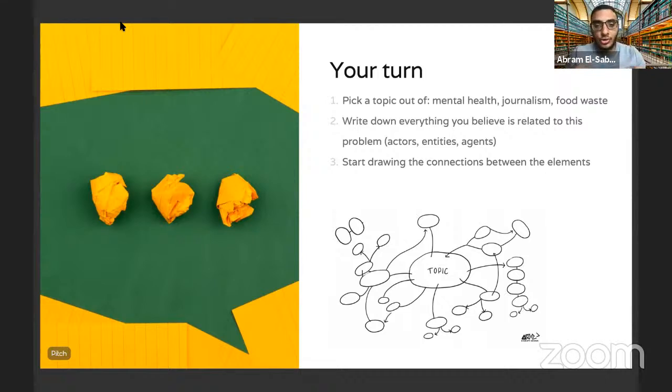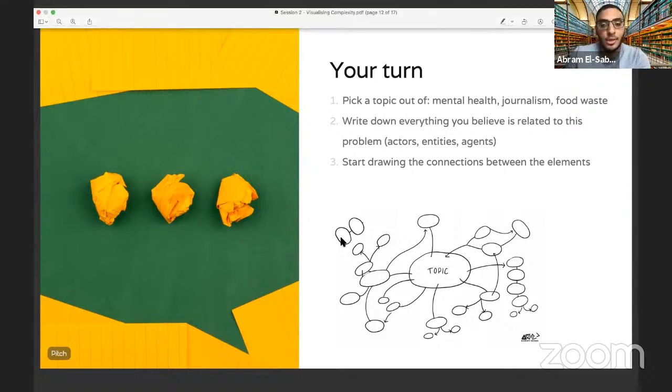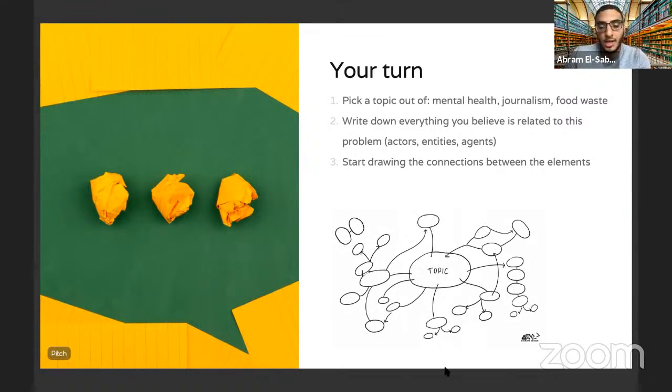And then there's small circles around it, which is everything you think is related. And then once you've exhausted that, and it might take you 10 or 15 minutes, start drawing connections between the different elements that you've mapped. Okay, so I'll give you 15 minutes for that exercise, and then I'll check in, and if teams need more time, we will give you more time. Any questions before we go into groups?